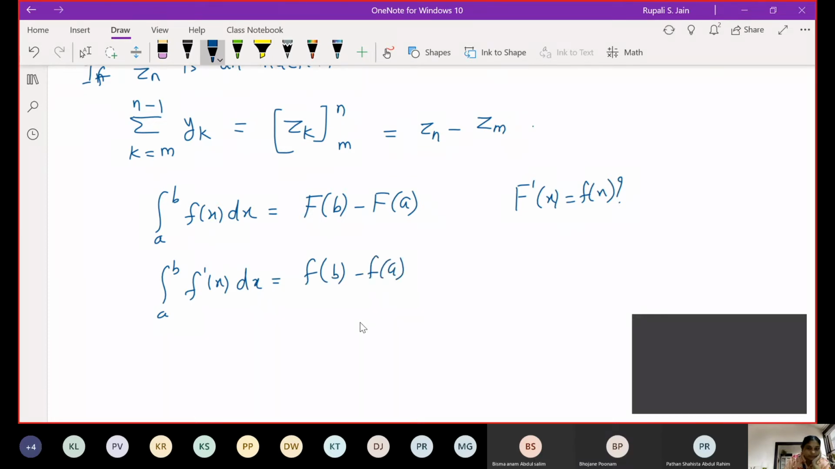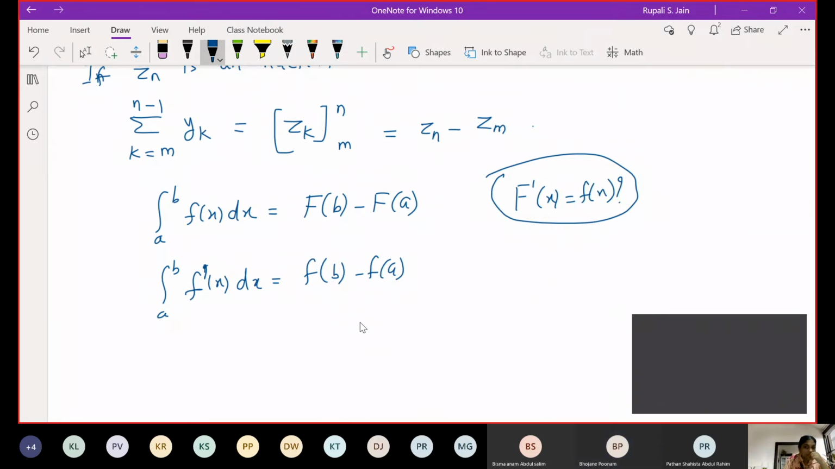You write like this. This is also the fundamental theorem of calculus. The integral from a to b of F dash of x dx is F of b minus F of a. What is the relation between this F and this f? Can you tell me now? This is the same as saying this, right? So can you say now what is capital F and small f? Antiderivative.